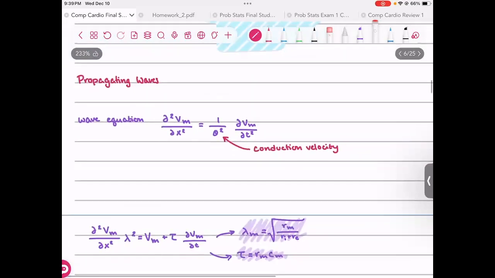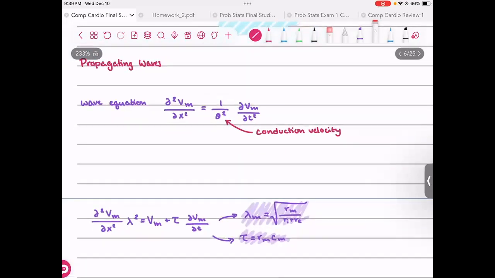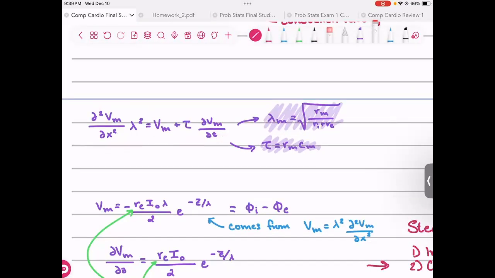If we're looking at propagating waves, here's the wave equation. And then down here, as covered in lecture in this equation, keep in mind that the space constant, which describes how far you can go until the voltage has decreased by 1 over e, is equal to the square root of rm over ri plus re, and tau is equal to rm times cm. Keep in mind that's a lowercase r because the other one is this multiplied by the circumference.